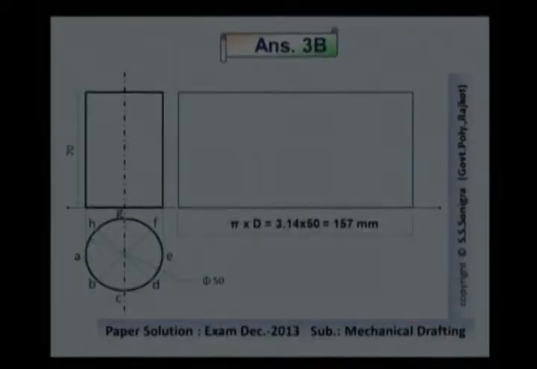Now how to draw the next step? After drawing this rectangle, we have to divide this circle into an equal number of parts, and these same divisions should be transferred to this rectangle. So for that, let me draw this exercise on the drawing sheet.